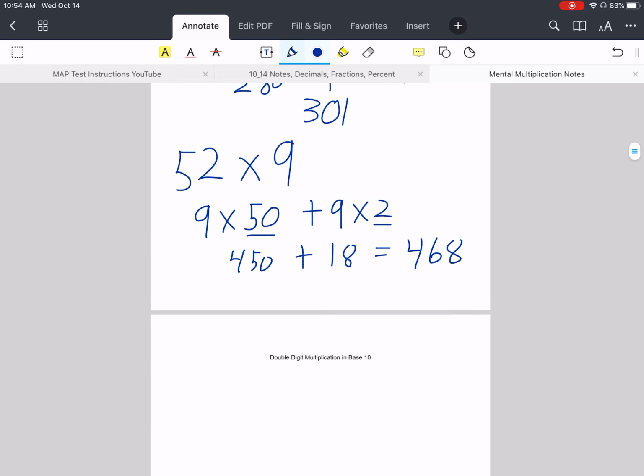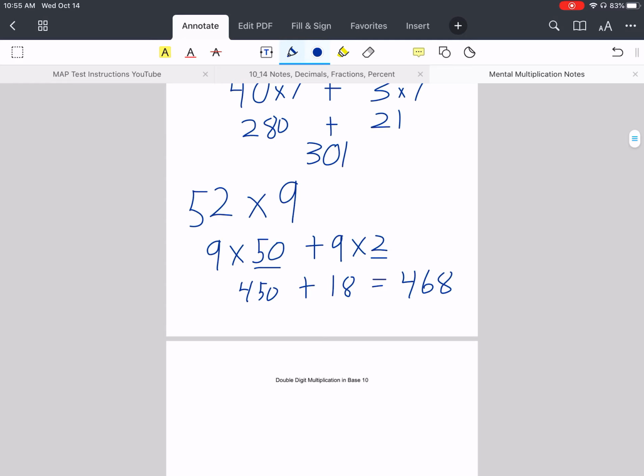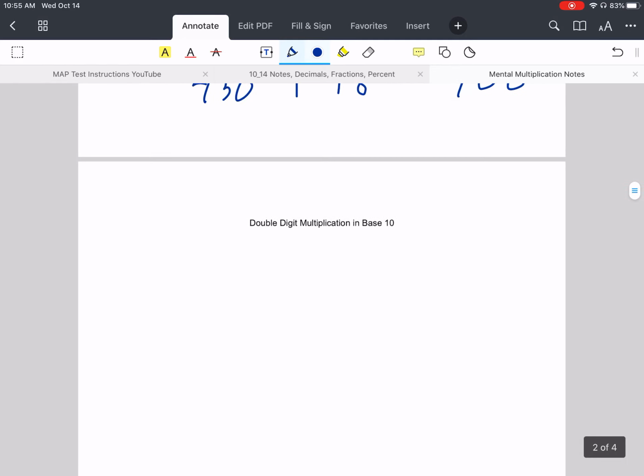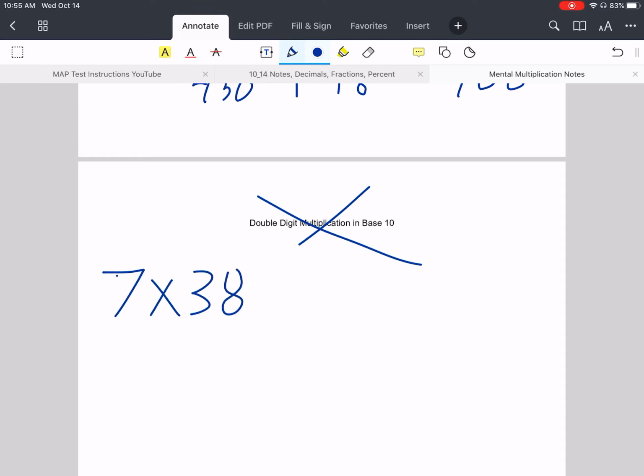So let's do one last example. If we have 7 times 38, I know in my brain that I can do 7 times 30 and get 210, and 7 times 8 and get 56, and add those up. So I know that's going to be 266.